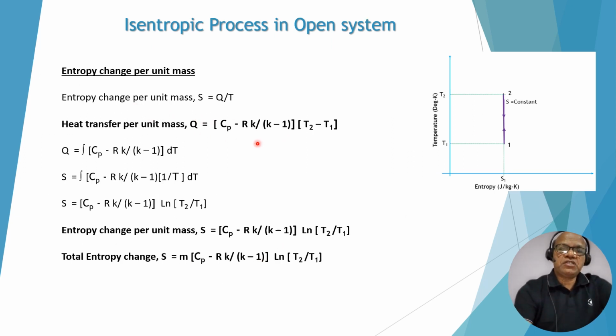Now the entropy change: dS is equal to Q by T. We know Q in this form, so in dT form it can be written in this way, and dS will be divided by T. So this into ln T2 by T1. This is the entropy change. For the total entropy change, just multiply with mass. On the TS diagram it is clear that the entropy change is 0, because entropy is constant here.